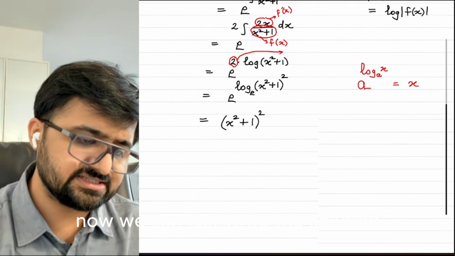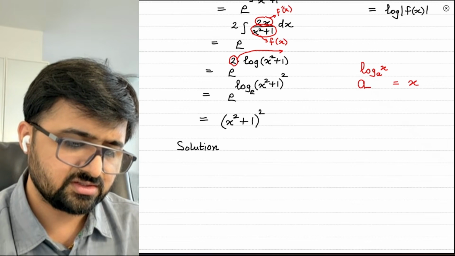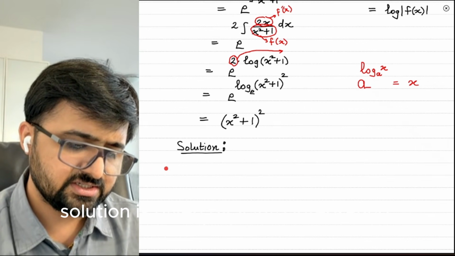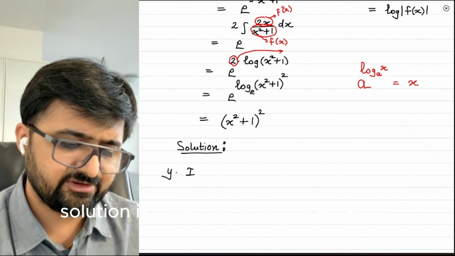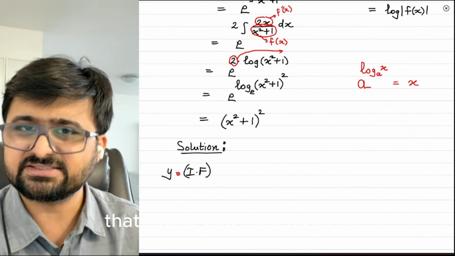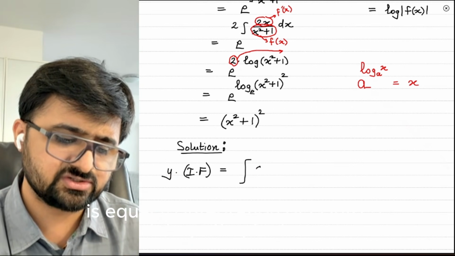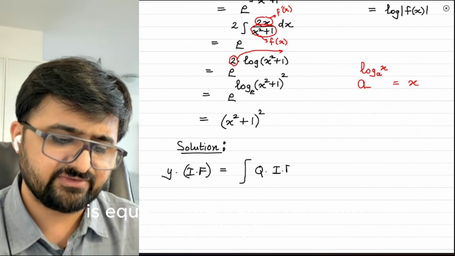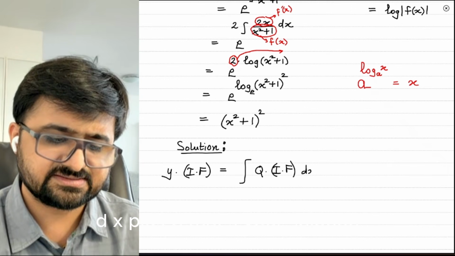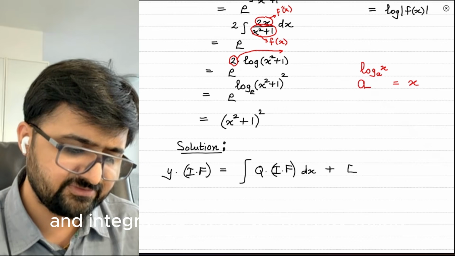Now we can just write the solution. We can just say that the solution is given by y into integrating factor. Remember, it is always dependent variable into integrating factor. That's how you remember it. Dependent variable into integrating factor is equal to integration of q into integrating factor dx plus c. That's your solution. And the integrating factor we already found.